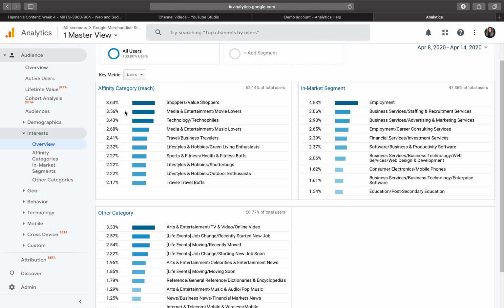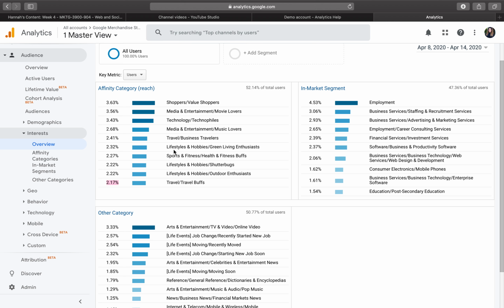The affinity category is how it is reaching a consumer or a user. So they're saying that 3.63% are shoppers or value shoppers, and that makes sense because we are assessing the Google Merchandise Store, right? The next thing we're looking at is 3.56%, which falls under media and entertainment. As you go down the list, I would assume this one is the travel buffs. This is the affinity category: people that are traveling, probably to California or the Google center, and purchasing items based on what they saw on the website.